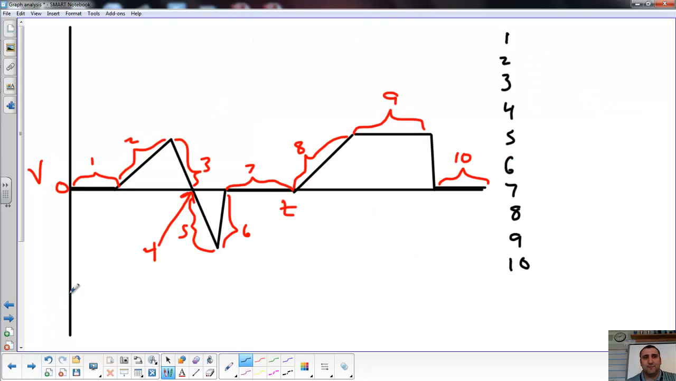Moving on to the next one. Pause it here. Work on these. So 1, we're at rest. 2, constant positive velocity.